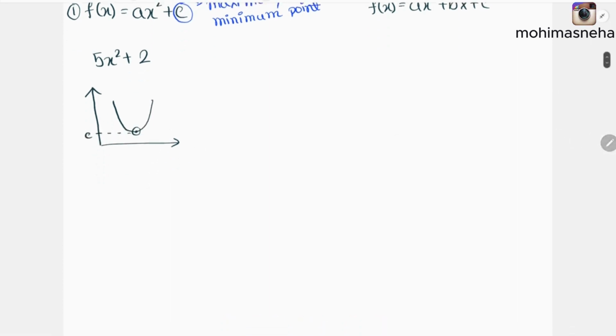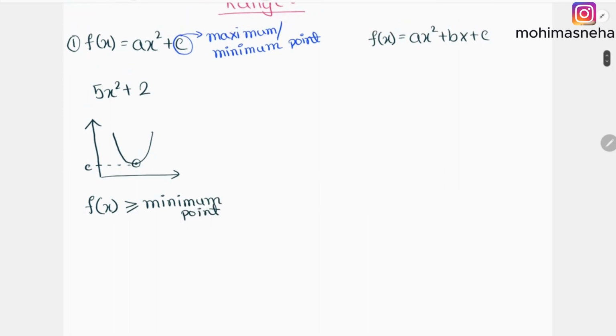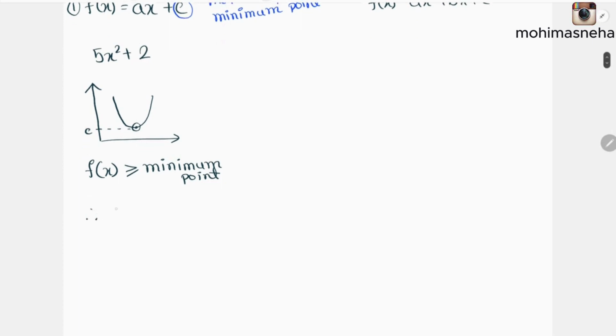So you should now write your range as f(x) is greater than or equal to the minimum point. And as you can see, the minimum point over here would be 2, right? Because this was in the position of that alphabet c. So you can finally write f(x) is greater than or equal to 2. No need to draw the graph over here. I just drew the graph for explanation purposes. Otherwise, the graph is not needed.